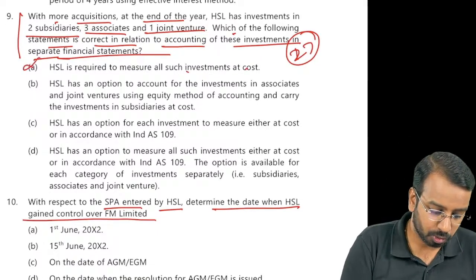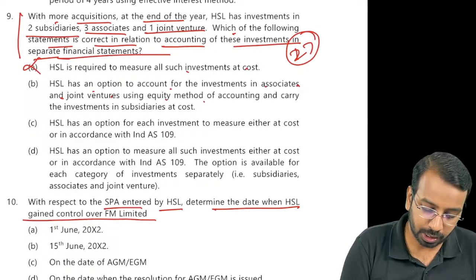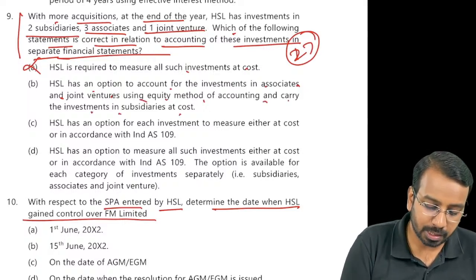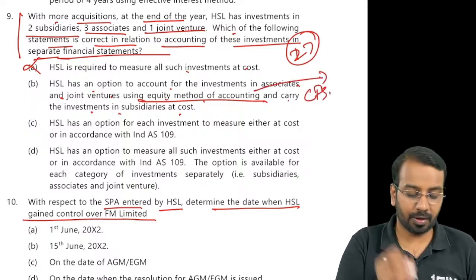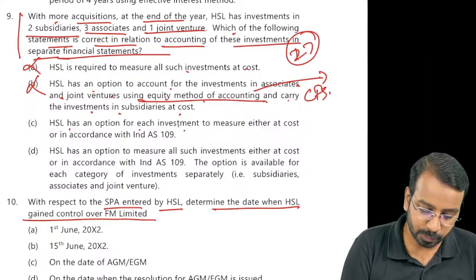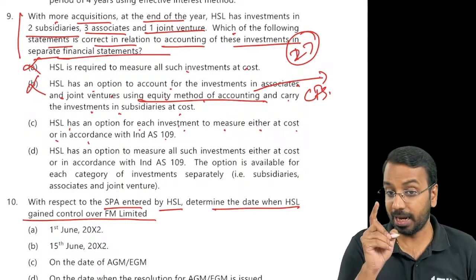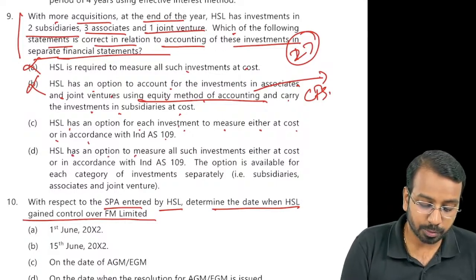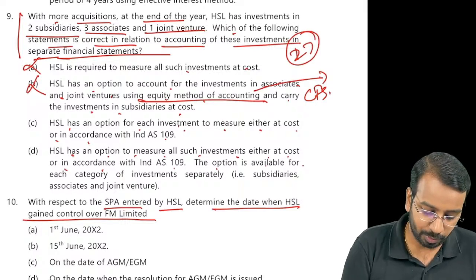All at cost? No. Option to account for investment in associates and joint ventures using equity method of accounting and carry the investment in subsidiaries at cost. Now, please remember, equity method of accounting is followed in CFS, not in separate financial statement. So, this is also wrong. HSL has an option for each investment to measure either at cost or in accordance with Ind AS 109. This can be correct. HSL has an option to measure all such investment either at cost or in accordance with Ind AS 109. The option is available for each category.